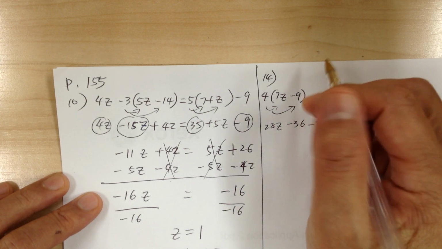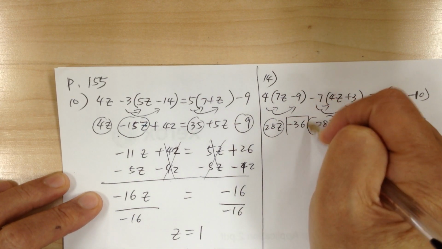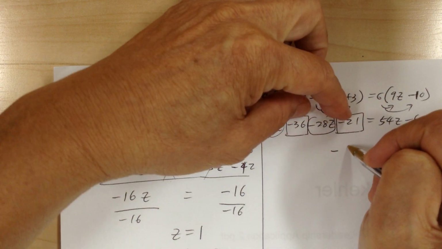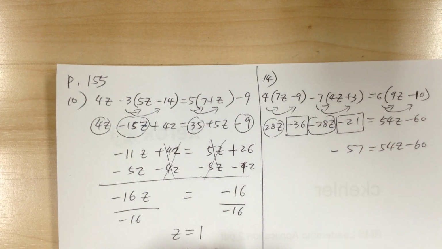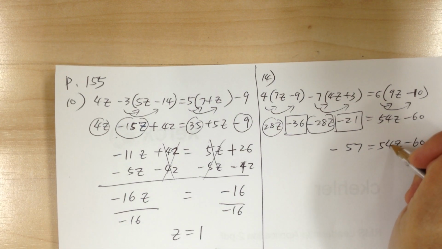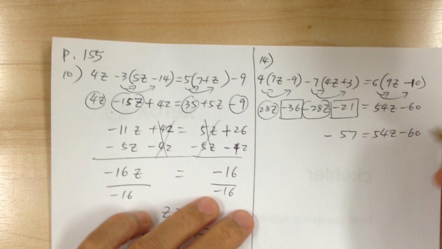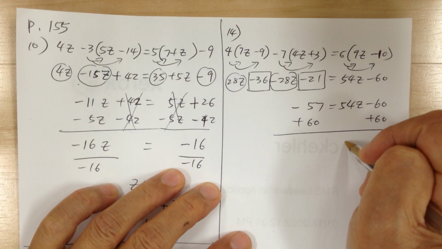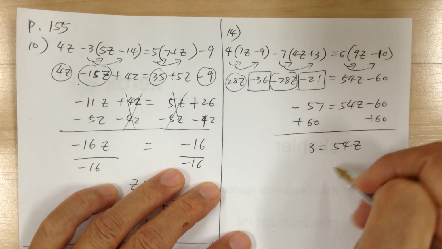So this one and this one, oh, it's kind of nice, they cancel out. And notice I use different shapes. So this one will give me negative, same sign you add, so 57 equal to 54z minus 60. Now since the variable is on this side already, you can save a lot of trouble, just move the number over. So let's plus 60 on both sides. So I get 3 equal to 54z.